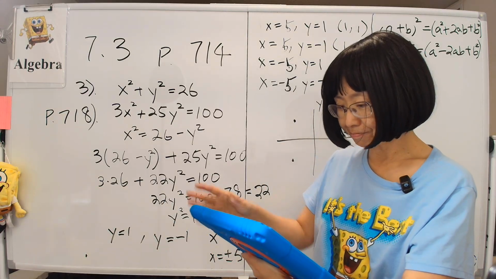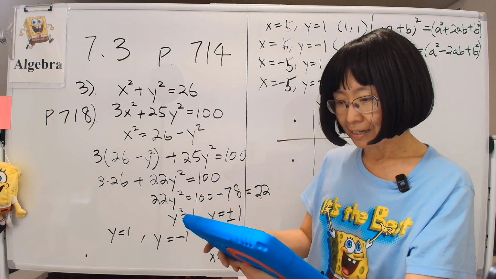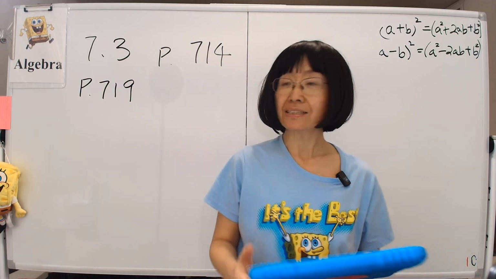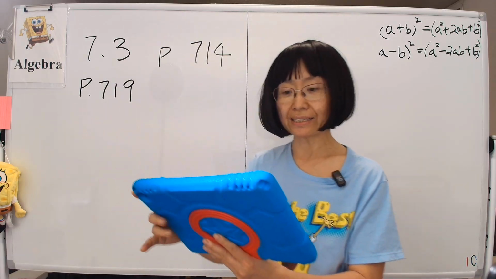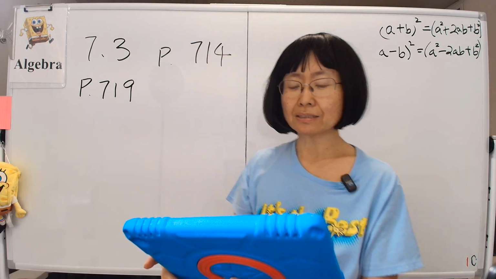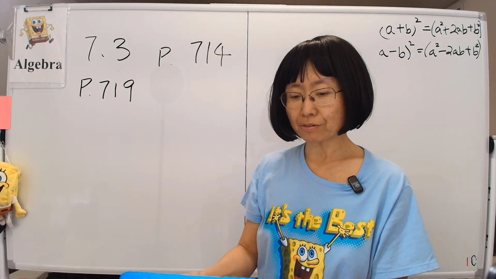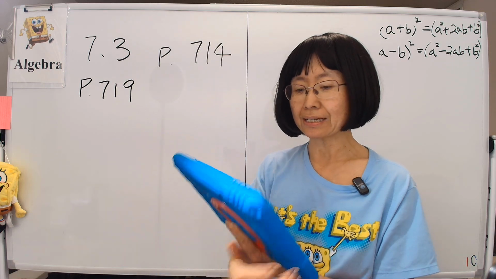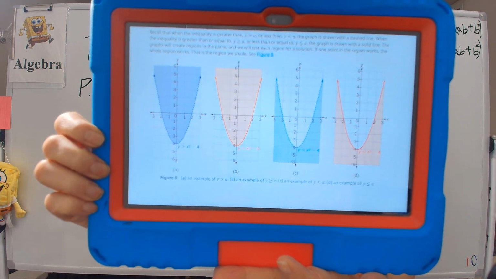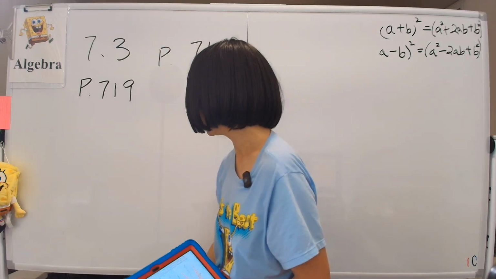Okay, and so that's that. Let me erase the board. Next, let's go to page 719, where we look at inequalities. Now, the graphing of the inequalities looks something like this. We have some pictures of inequalities here, but I will show you how it's done.